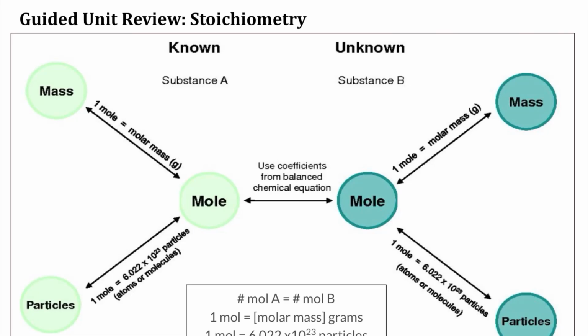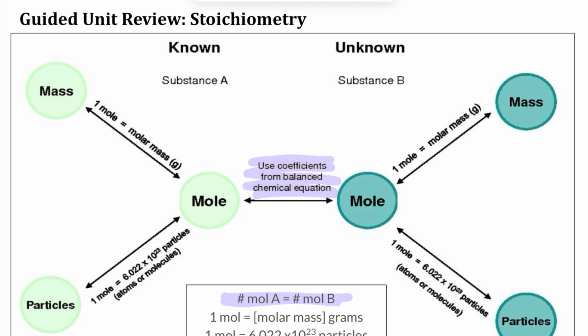This is the guided review for stoichiometry. Remember that stoichiometry tells us about the ratio of products to reactants, so we can do math when we are given a balanced chemical equation. This chart is on your periodic table, so feel free to reference it. We also are going to be using that mole to mole ratio when using the coefficients from our balanced chemical equation. That's how we do that mole to mole conversion in stoichiometry.